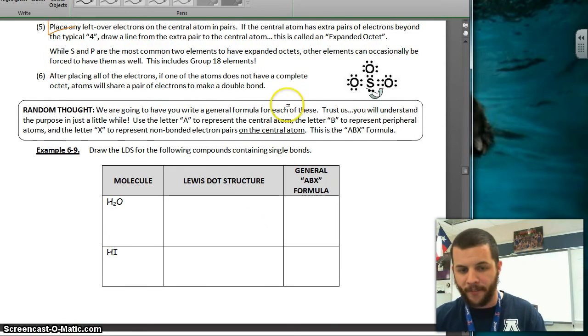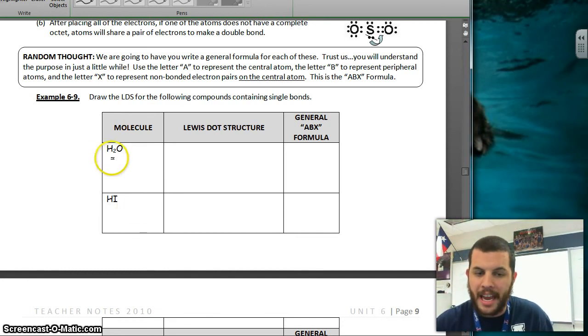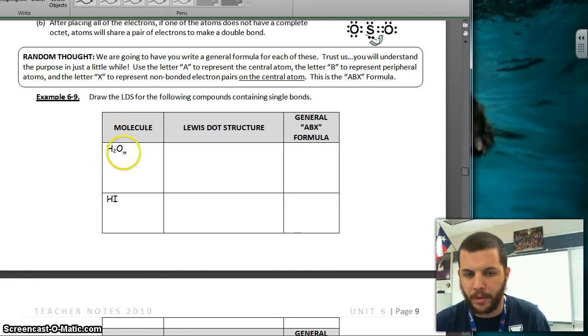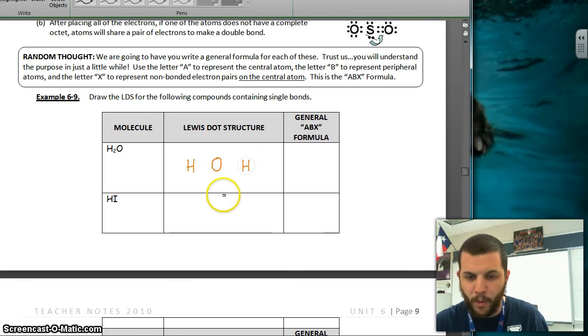The first example that we want to do is H2O. The first thing that we need to do is determine who is our central atom. Now, I know that hydrogen can never, ever be a central atom. It's too tiny to be a central atom. So I know that oxygen is going to be my central atom, and I'm going to draw oxygen right there in the middle. That means the 2 hydrogens are my peripheral atoms, so I'm going to put hydrogen here and hydrogen here.